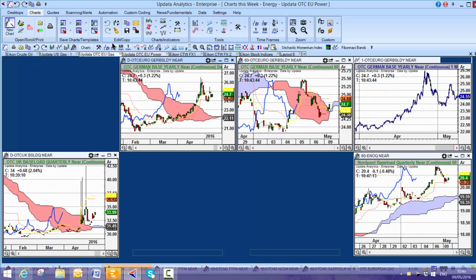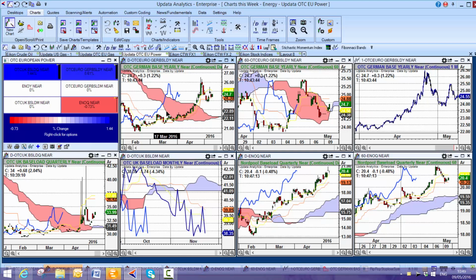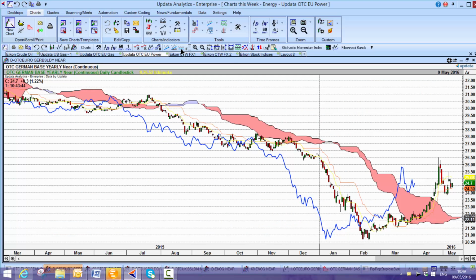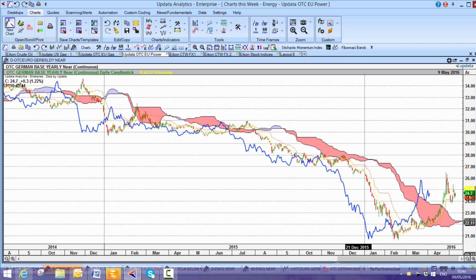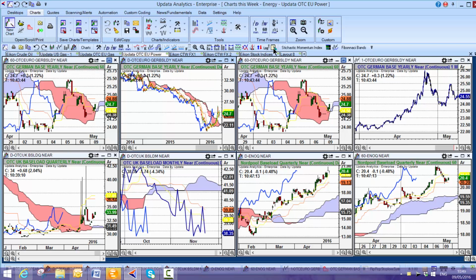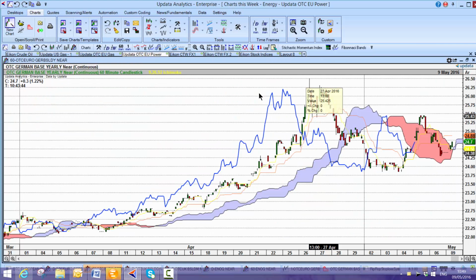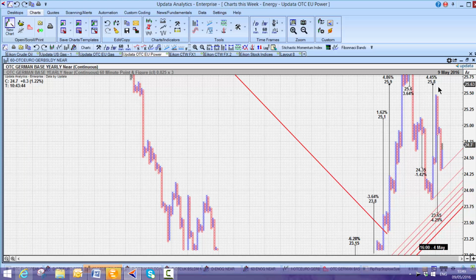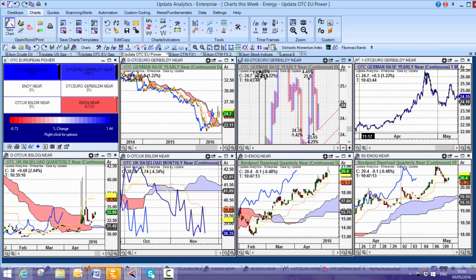If we look at German power or European power markets, German power actually above on the cloud for the first time in a very long time. So prices really looking quite promising. This really is just a very long-term recovery starting to unfold here. If we look at the 60-minute chart, Shift T on this chart will give us the trends and targets. 25.80, so that's the best we've seen for a while. And now the downside targets are considerably higher, not sort of below the 20s, so we are seeing a recovery.